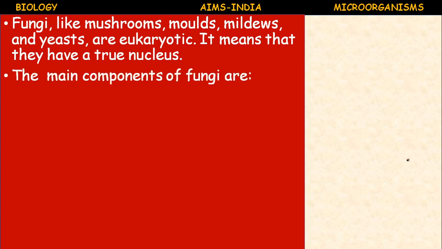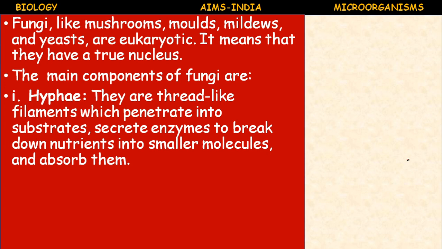The main components of fungi are, number one, hyphae. What are hyphae? They are thread-like filaments which penetrate into substrates. Substrates means the substances on which they live. For example, a bread mold. Bread is the substrate. So hyphae are the thread-like filaments which penetrate into substrates.